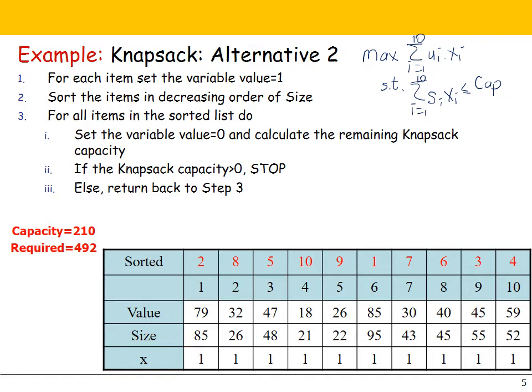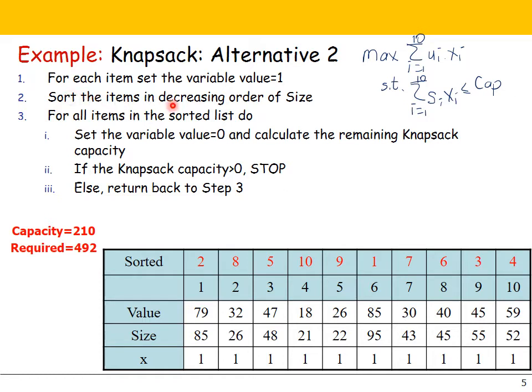Then we sort the items, assuming that we are taking all items with us now. But of course it will not be feasible because you will exceed the size. If you look, our knapsack capacity is 210, but if you take all items with you, the required capacity is 492. So it's impossible to take all of these items with you.